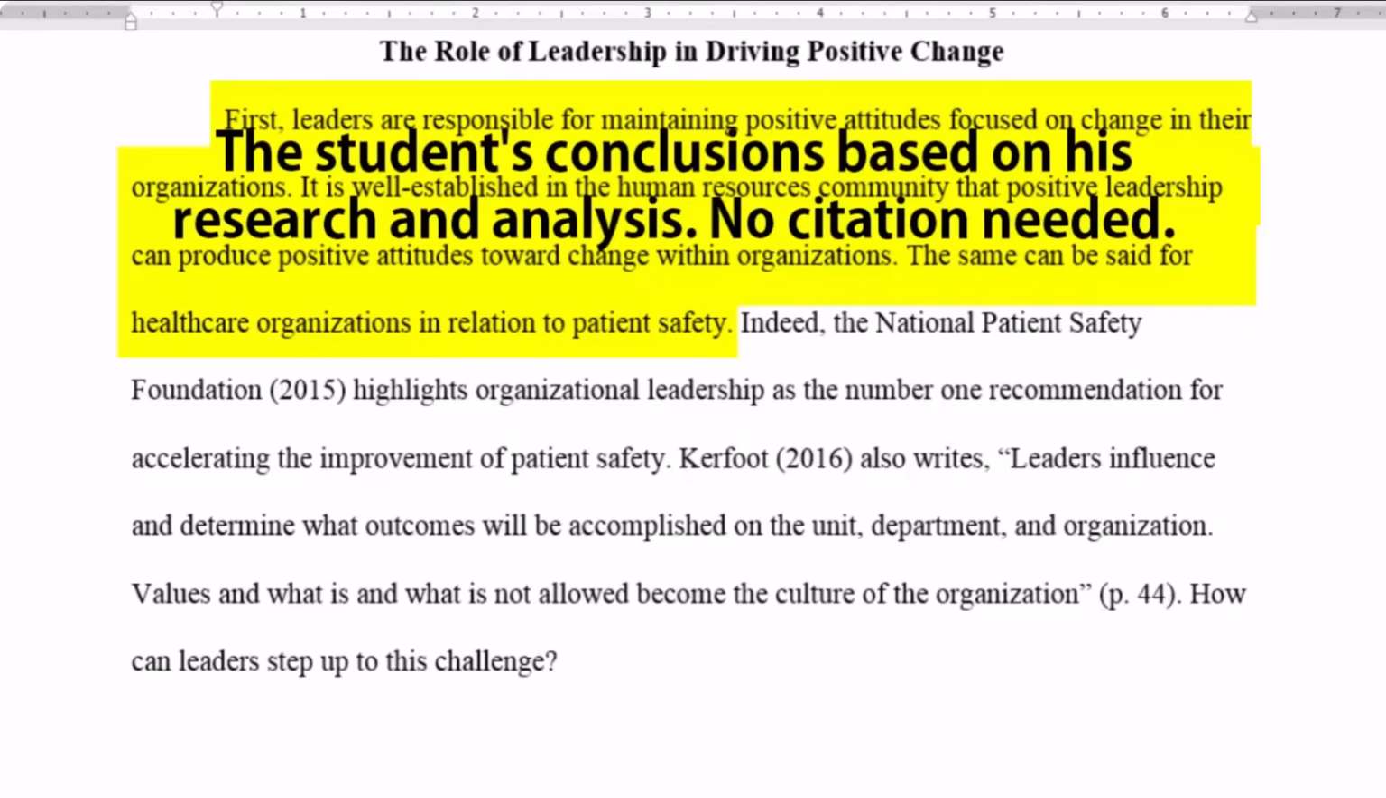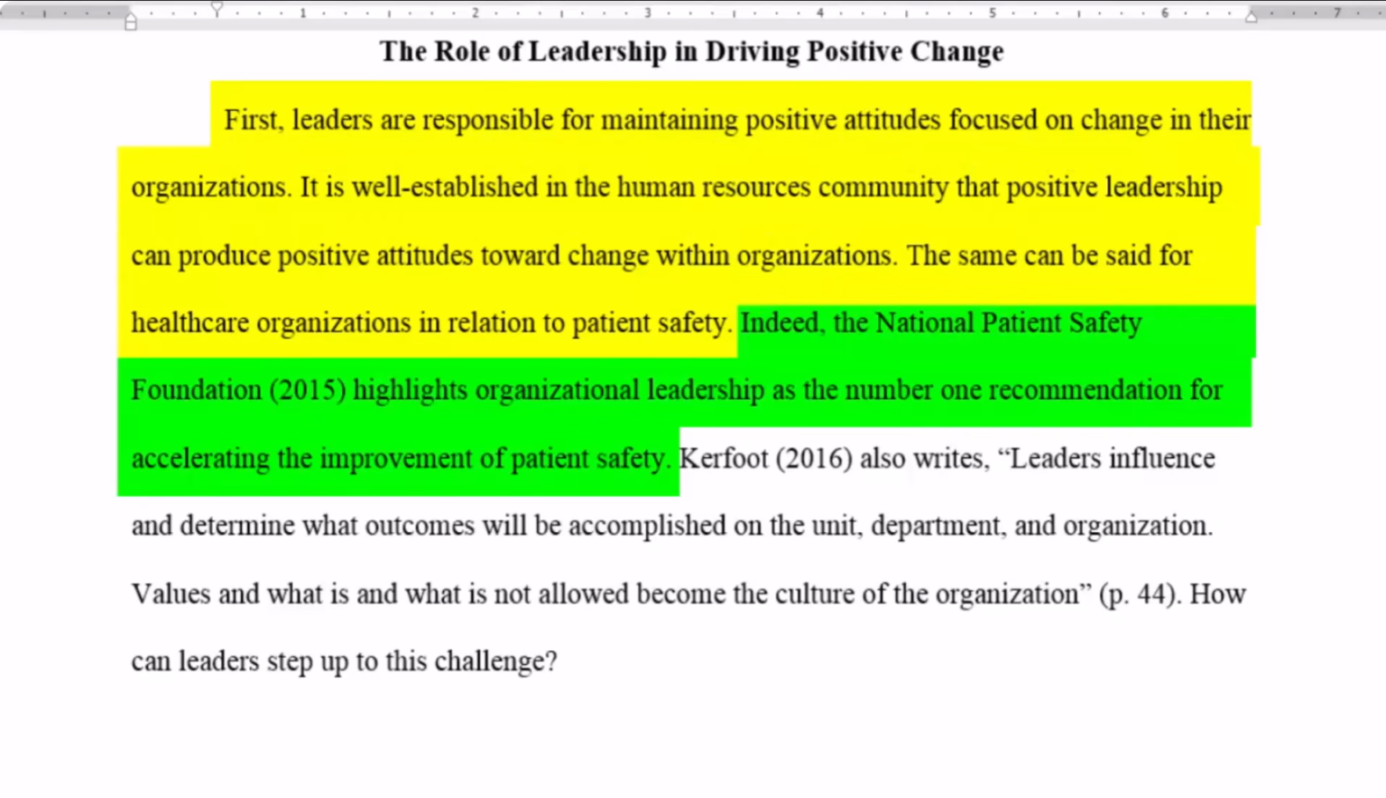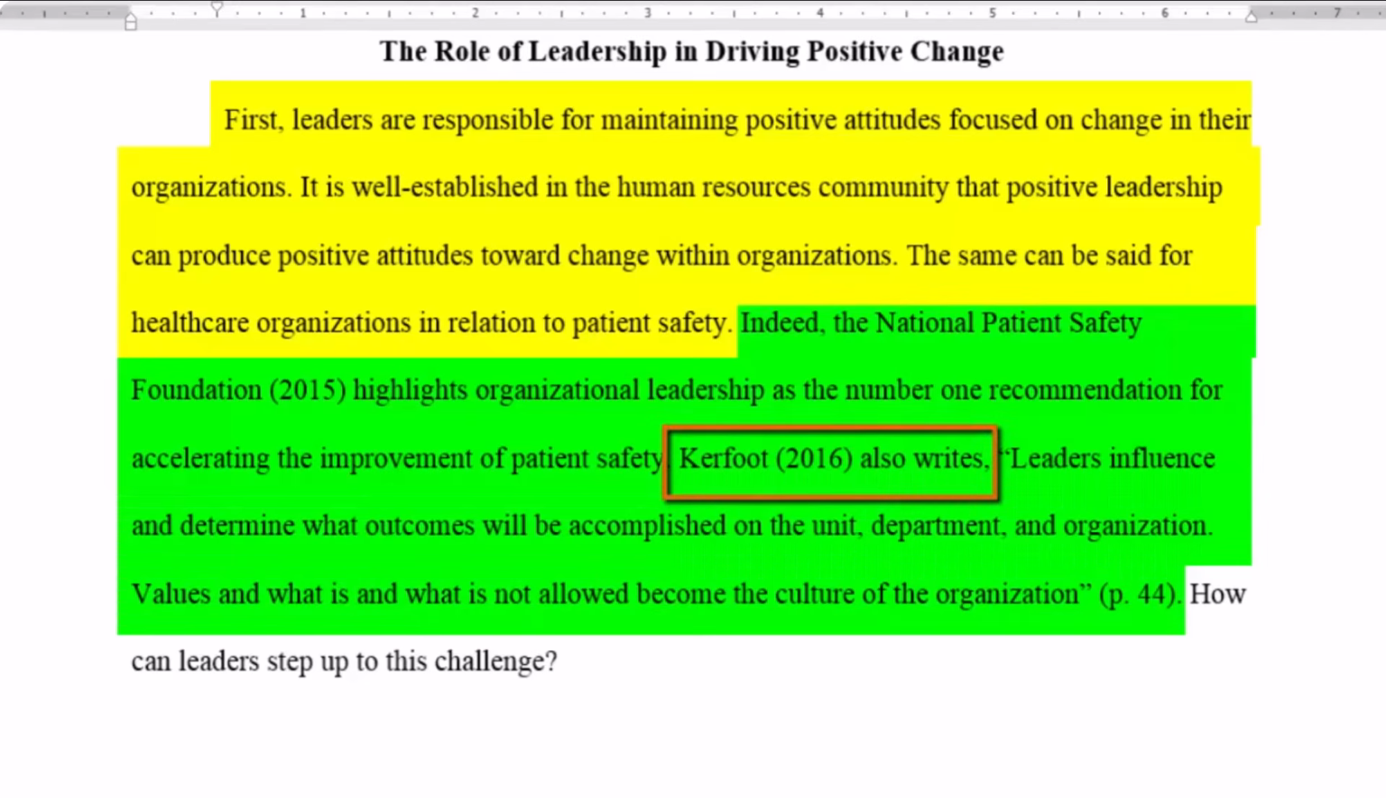Now, Marcellus supports those conclusions, which are his, with evidence from sources. First is the National Patient Safety Foundation, which supports what Marcellus says about the role of leadership. Then comes a quote from Carefoot that also backs up what Marcellus claims about the role of leadership. Now that's a strong paragraph.